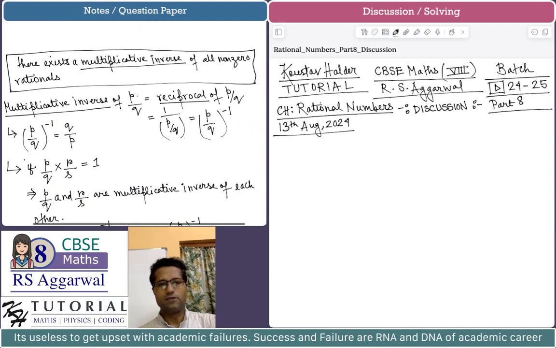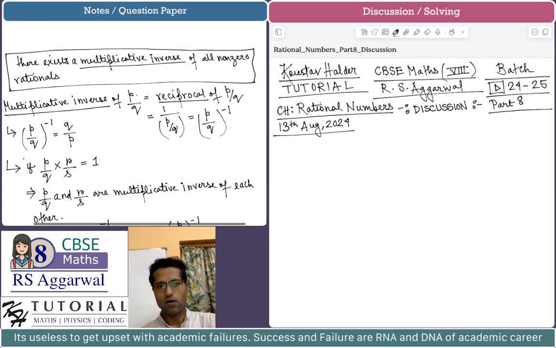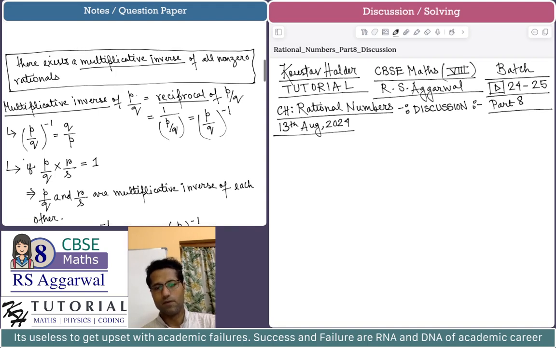Also, there exists a multiplicative inverse of all non-zero rationals. That is, a rational number p by q which is not equal to 0 has a multiplicative inverse. Now what is the multiplicative inverse of a rational number p by q? It is the reciprocal of p by q. The multiplicative inverse of a rational number is also known as the reciprocal of the rational number. It is nothing but 1 divided by the rational number. So the multiplicative inverse of p by q is equal to 1 by p by q.